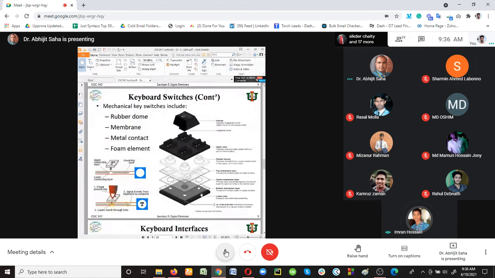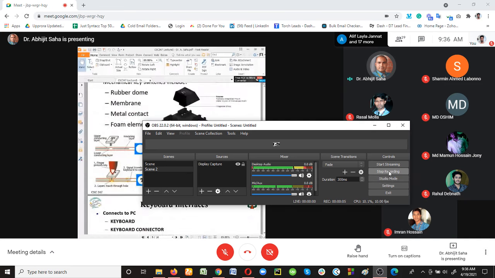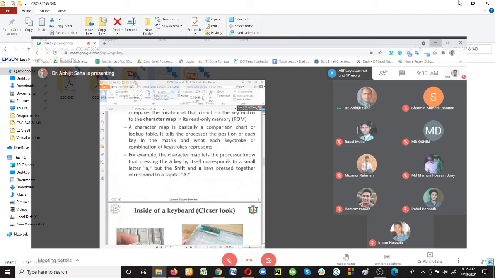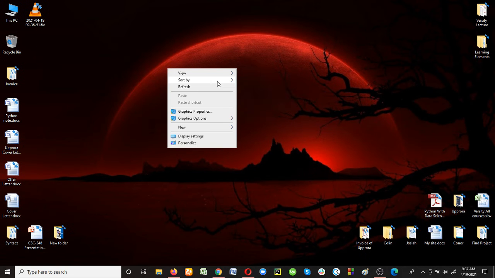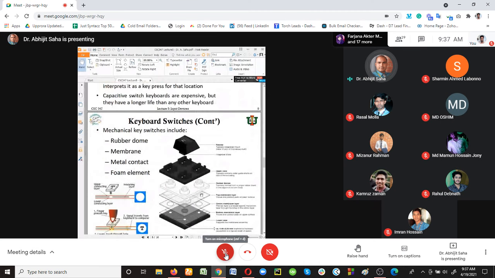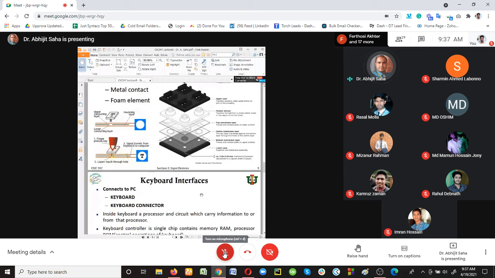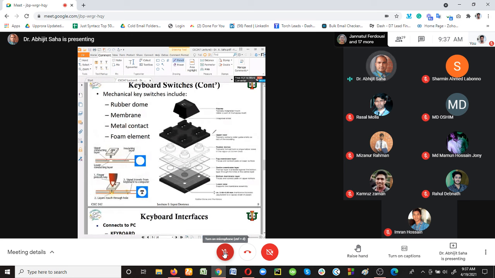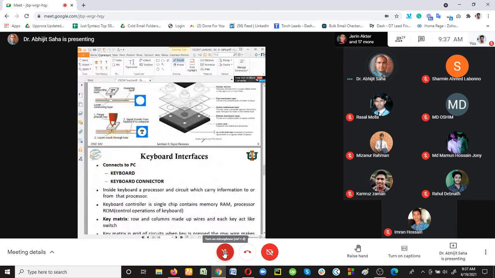Yes, sir. In the last class we tried to explain what is inside a keyboard, and the keyboard technologies, and we have also gone through that. We saw what happens when we press a key on the keyboard, and how it works. So we have learned through some examples, and I hope that it is very much clear to you.